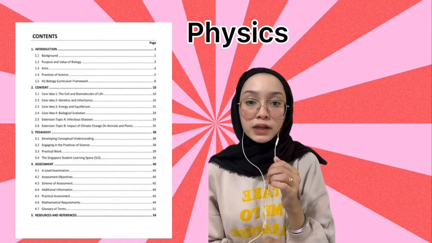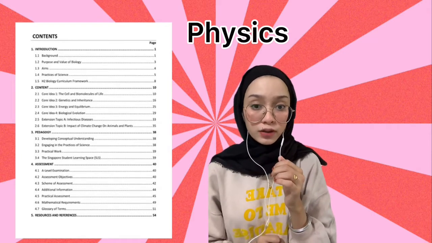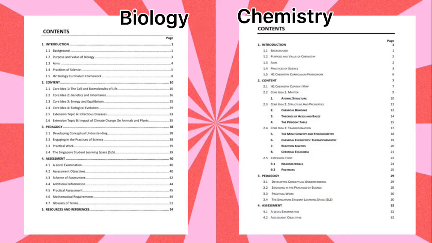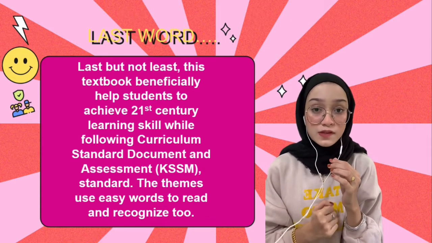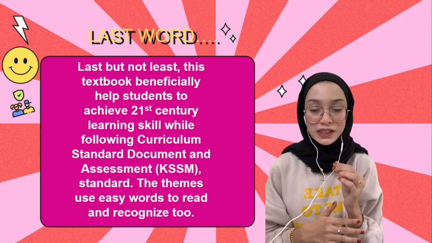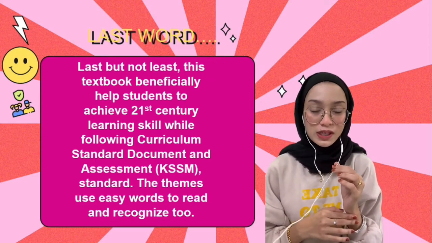The themes and topics are not arranged in one group, compared to the science textbook Form 4, where the topics and content are arranged in the same group. Last but not least, this textbook beneficially helps students achieve 21st century learning skills while following the Curriculum Standard Document and Assessment KSSM standard, as it uses easy words to read and recognize too.